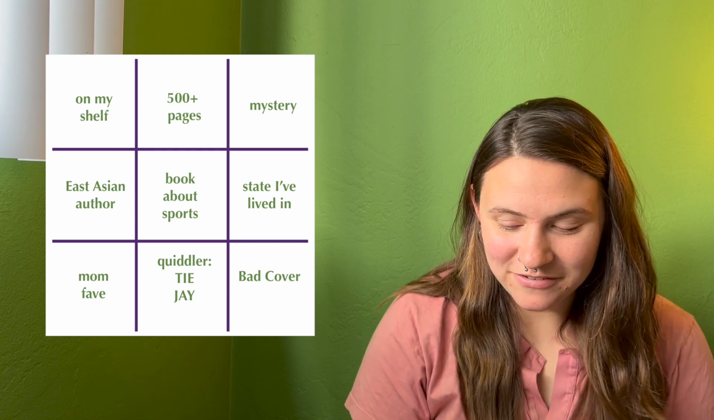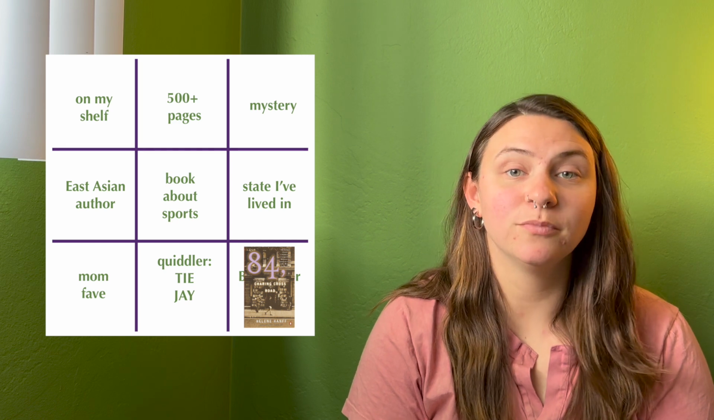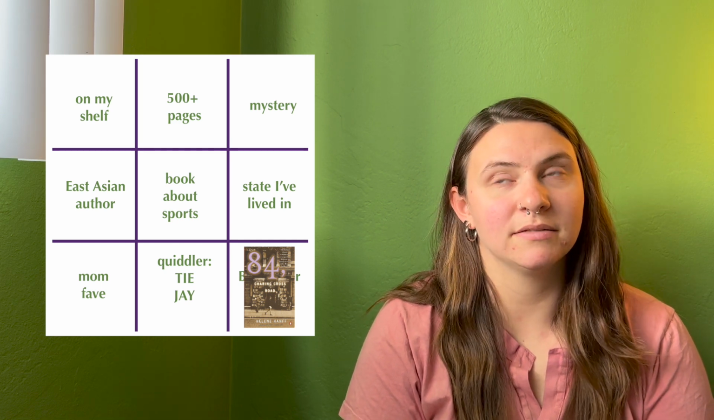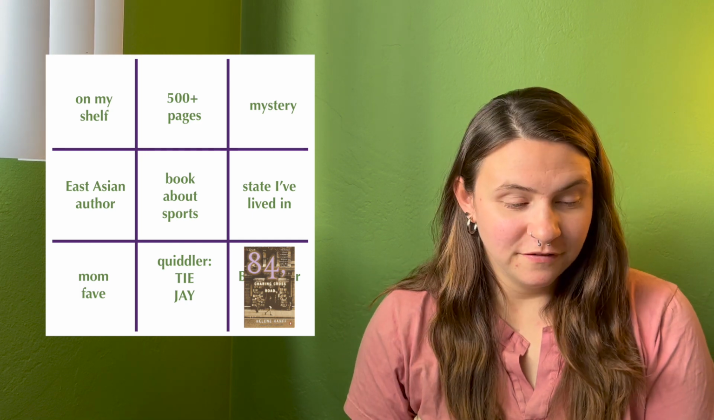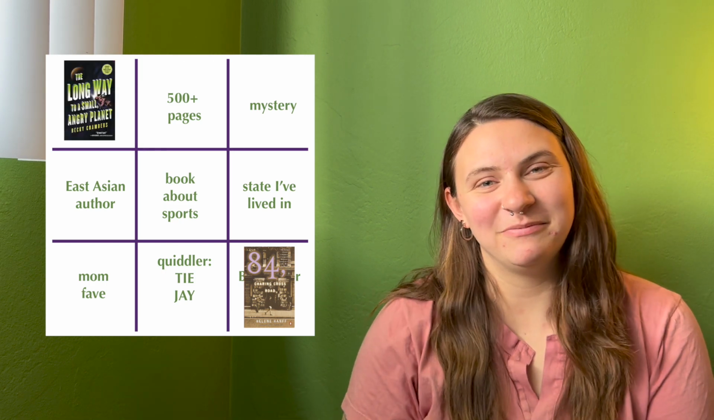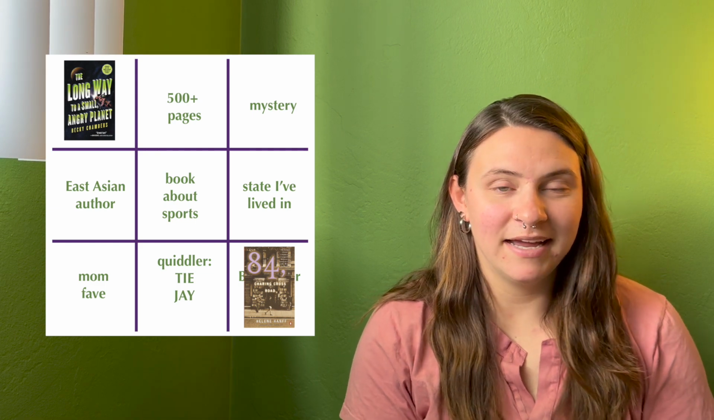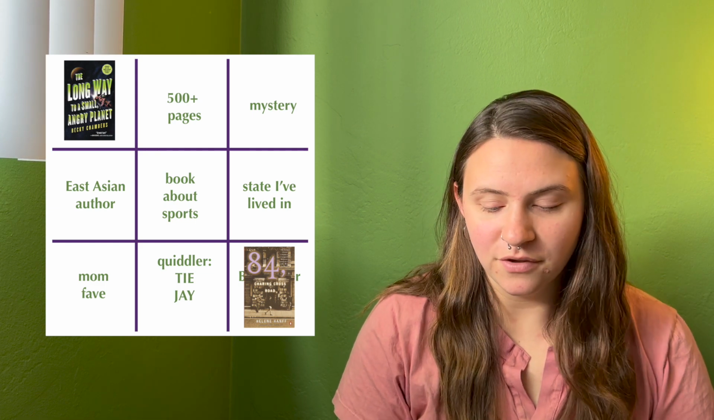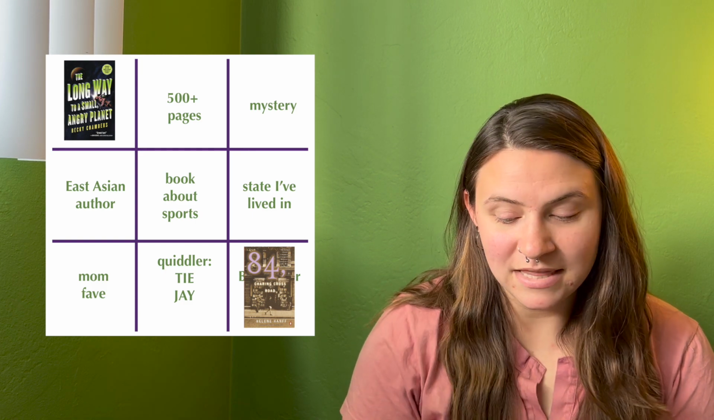Here's what I read. First of all, I've read 84 Charing Cross Road by Helene Hanff, and that has a pretty bad cover. At least the version that I listened to had a supremely bad cover. I think there's a newer one that's not as bad, but still kind of bad. So that's bad cover. Oh, I finished a book that was on my shelf, and that is The Long Way to a Small Angry Planet by Becky Chambers. That was a sci-fi book that I read in my Tahoe vlog, so I'll link that below if you want to check it out. See how it went. It went very well. And yeah, that was on my shelf and I read it.